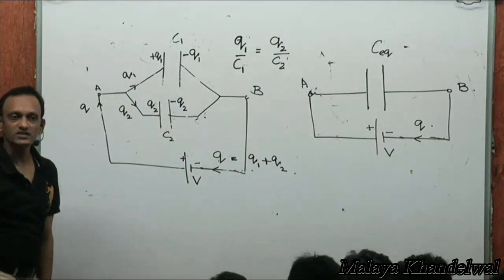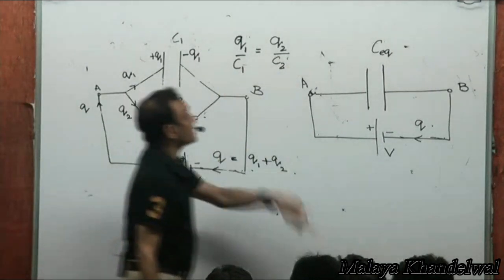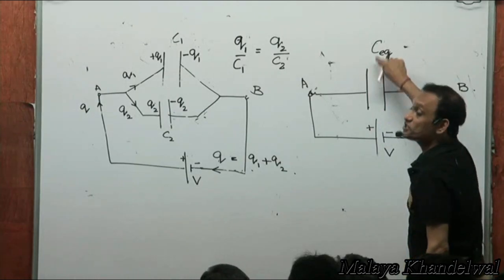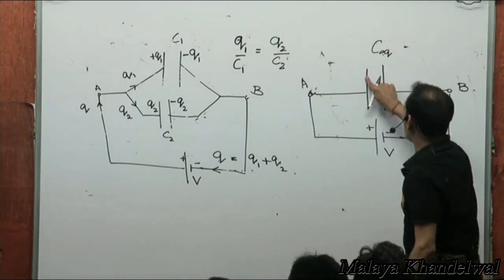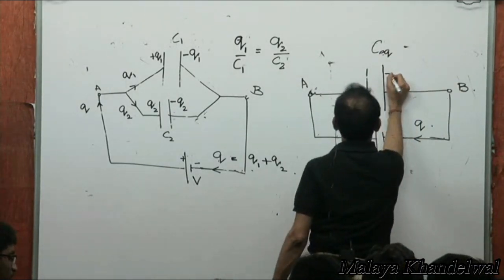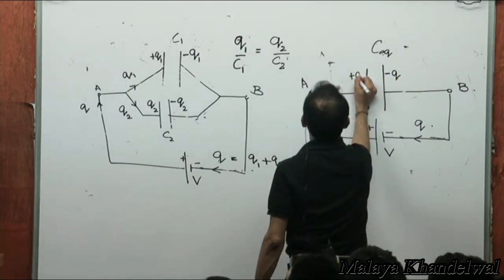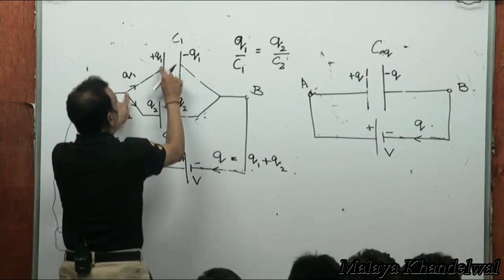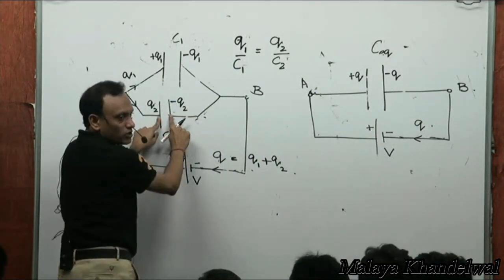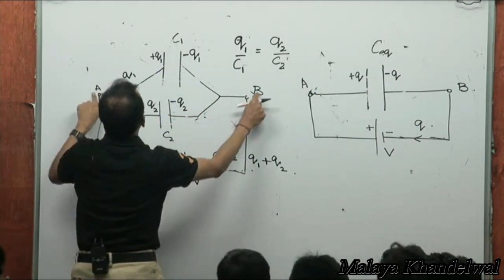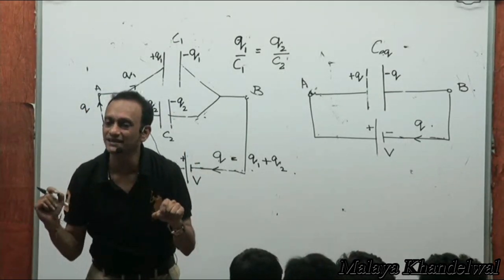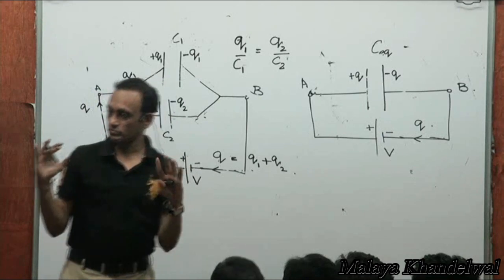Right? Yes or no? And that must be the same as the drop across the C equivalent, which is Q by C equivalent. When I go from here to here, the charge arrangement in this is minus q and plus q. So realize that the drop across this capacitance is the same as the drop across this capacitance, because both capacitors are connected to the same 2 points electrically, A and B. Yes or no? You know what I'm saying?